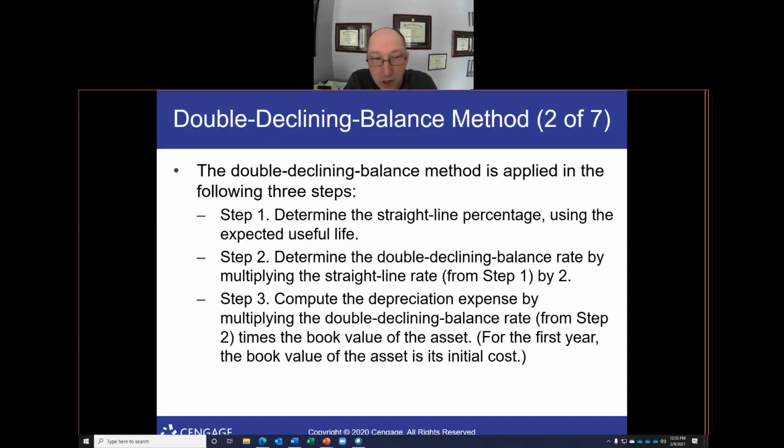So that's step two. Step three, compute the depreciation expense by multiplying the double declining balance rate that we got from step two, that's 40%, times the book value of the asset. Now you know, book value of the asset is your initial cost minus the depreciation, times the 40%.